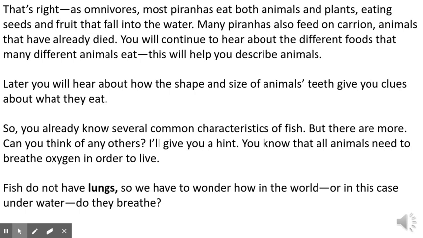You will continue to hear about the different foods that many different animals eat. This will help you describe animals. Later, you will hear about how the shape and size of animals' teeth give you clues about what they eat.